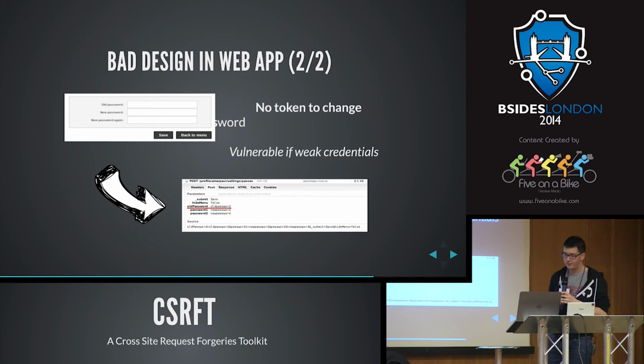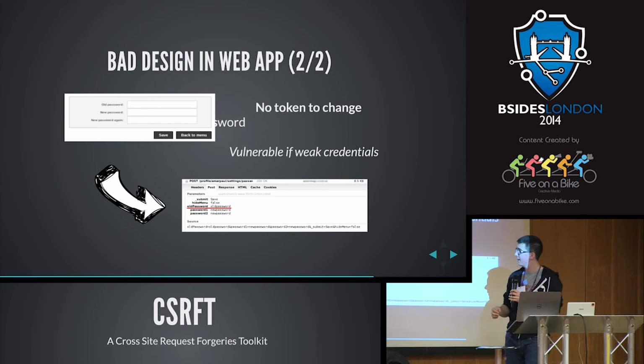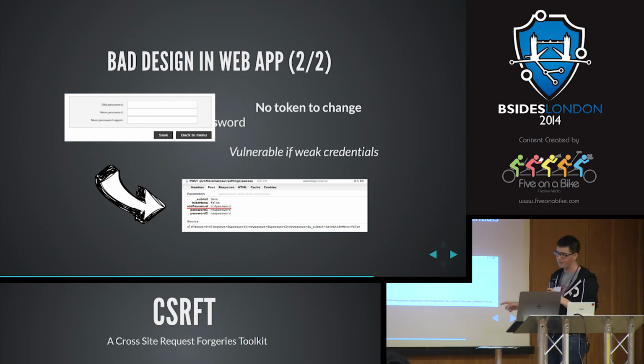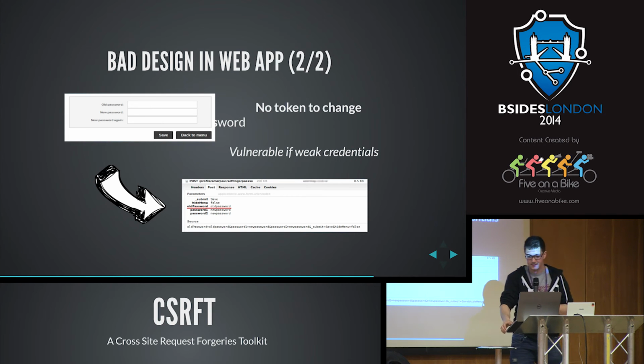The second one: I'm sure a lot of people have already seen those kinds of forms asking for your old password and the new one. Here it's the same, you don't have any token. And if the user has weak credentials, you can brute force his own password. Then you will see in the console that this user maybe doesn't remember his old password, but really wants to change it. So this is another bad design you can find on the internet.